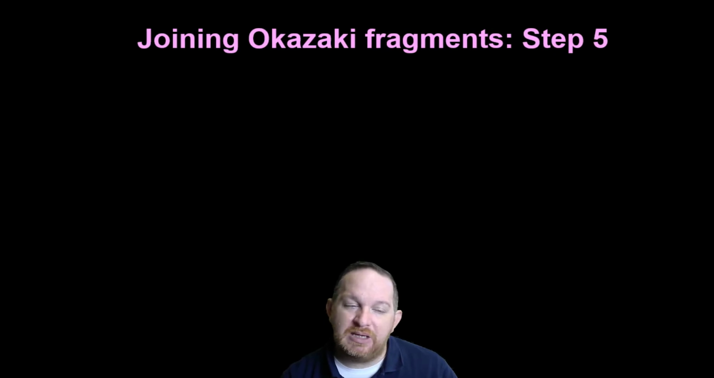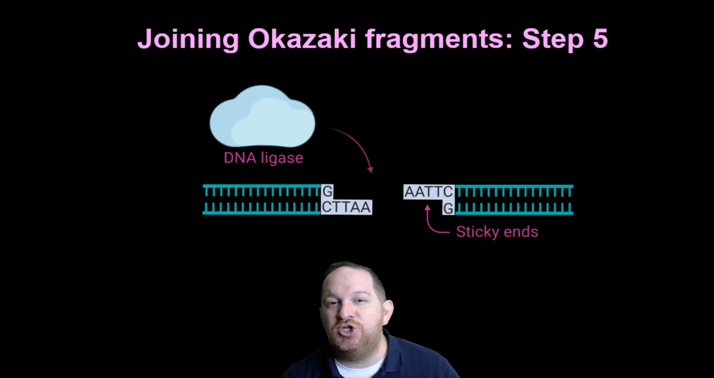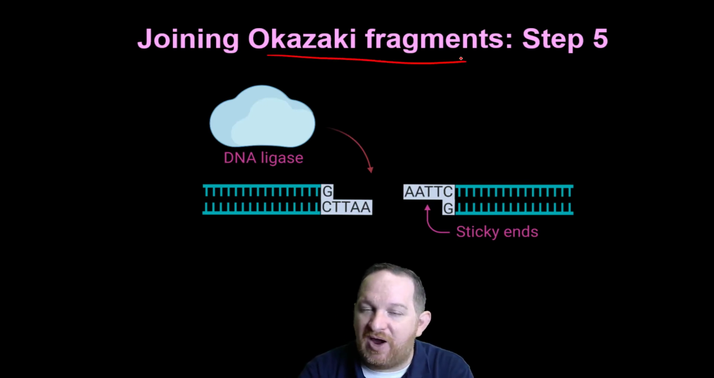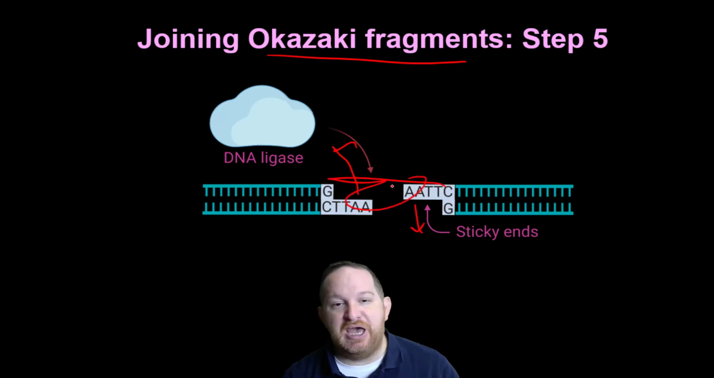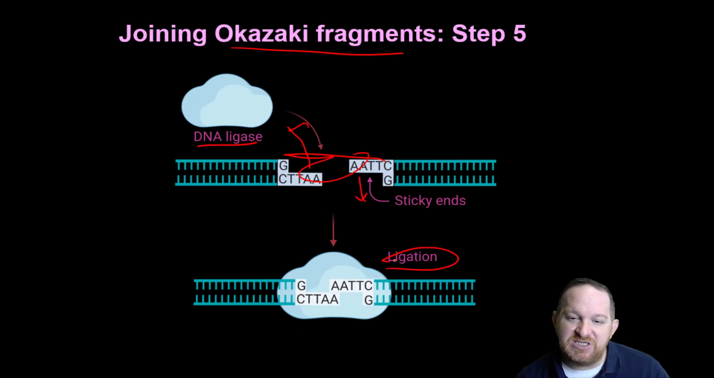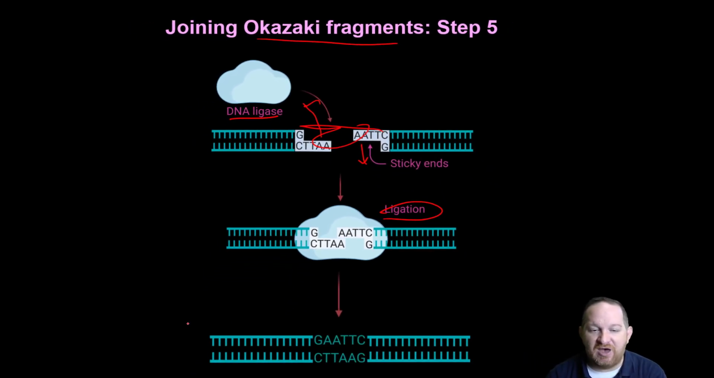So step 5, as we wrap this up, is that we now need to go in and join these fragments. Remember, because these Okazaki fragments were created, we now need to join them back together, right? The RNA primer has been removed from there, the RNA primer has been removed from there, so now we need to join these sticky ends together. An enzyme called DNA ligase comes and does that through a process called ligation. Oh, that makes sense. The enzyme helps these two pieces come together, and then we have a nice continuous strand of DNA. Fragments have been joined together.